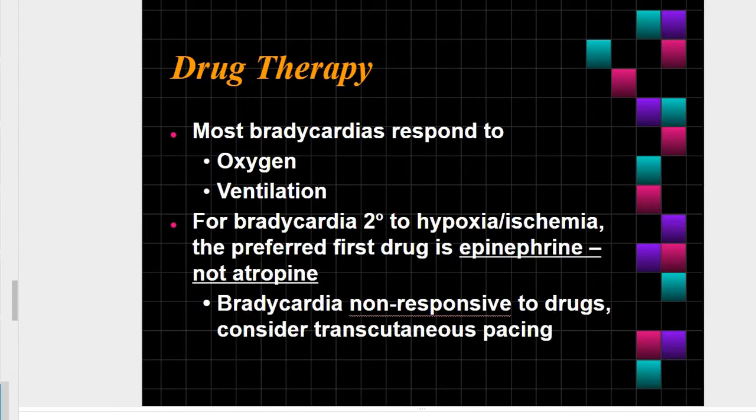Remember that most bradycardias will respond first to oxygen and ventilation. Drugs are for if the other methods do not work. And for bradycardia that's secondary to hypoxia, ischemic hypoxia, the preferred first drug is epinephrine in pediatric patients, not atropine. Bradycardia non-responsive to epinephrine and then atropine, then you can consider transcutaneous pacing.